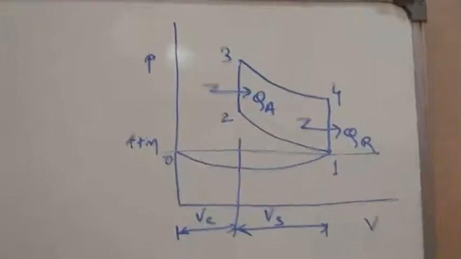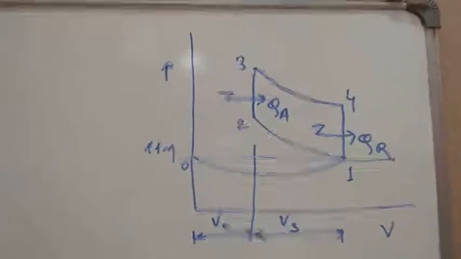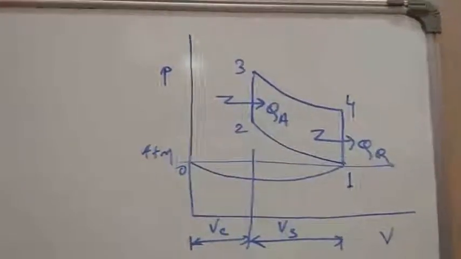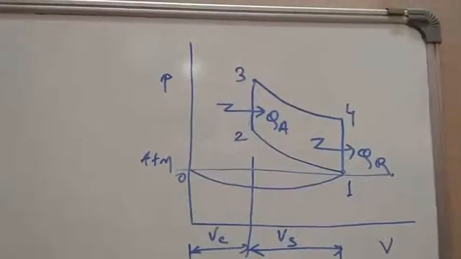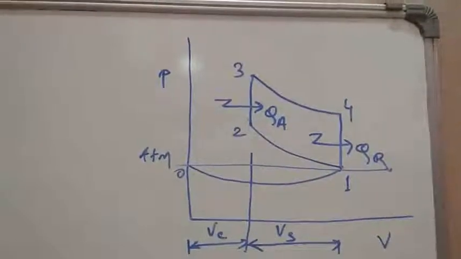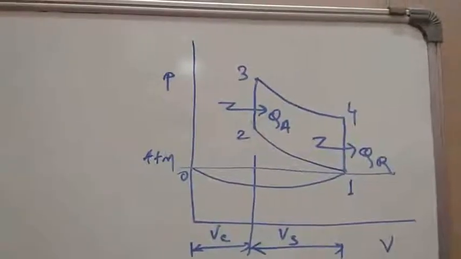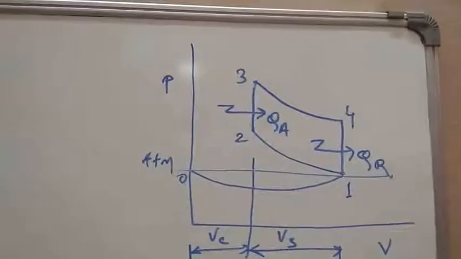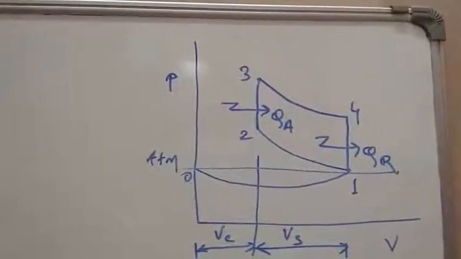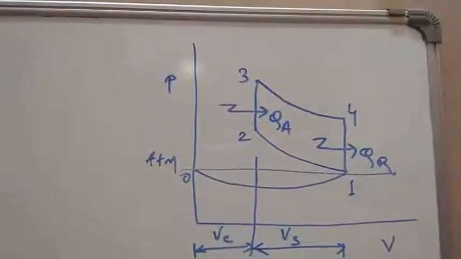In this particular PV diagram, I want to find out the pressure at point 3. Suppose I am able to get the pressure and temperature at various salient points, like point 1 and point 2. If I get the pressure and temperature there, then I can easily get the pressure and temperature at point number 3. Okay, so that is what the problem is.